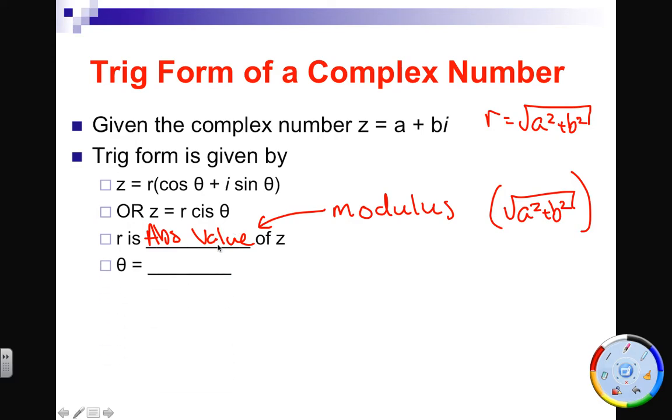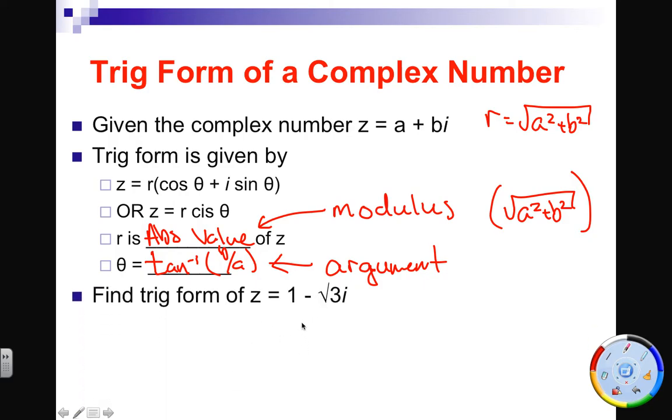Theta is obviously tan inverse of b over a. We've done this quite often in this class already. And we can find theta using tan inverse. And this is called the argument. So if you're ever asked, what's the argument and modulus of the complex number? It's basically asking what's the theta and what is the distance, or the length, of that complex number z.